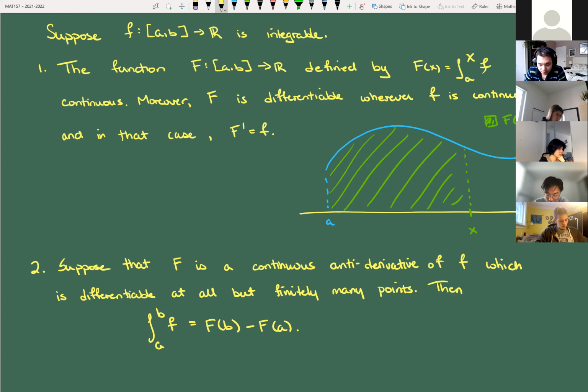In that case, if you give me a continuous antiderivative which is differentiable at all but finitely many points, then the integral is equal to the difference in the endpoints. So all you have to do is evaluate the antiderivative at the endpoints and take their difference, and that is the value of the integral. Really speaking, this is the more important of these two, because if you think about what it does, it's telling you precisely how to compute integrals.